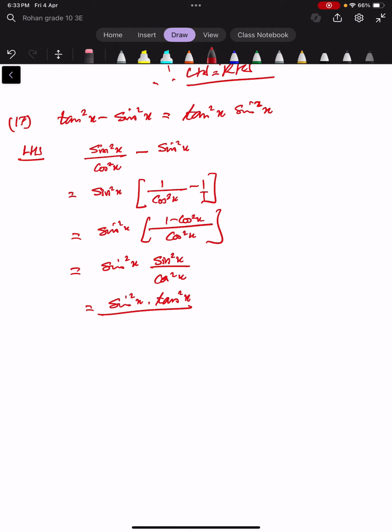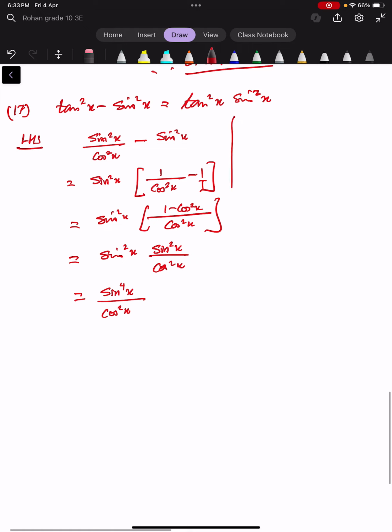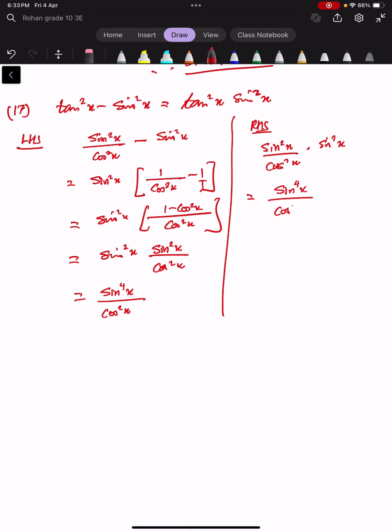Suppose you don't want to convert it back, and it doesn't strike you. Then this will be sin to the power 4 x upon cos squared x, which is also fine. You leave it, then start simplifying the right side, because you can't go further with this. Your tan squared x is sine squared x upon cos squared x into sine squared x. So this is sin to the power 4 x upon cos squared x. Therefore the left-hand side is equal to the right-hand side.